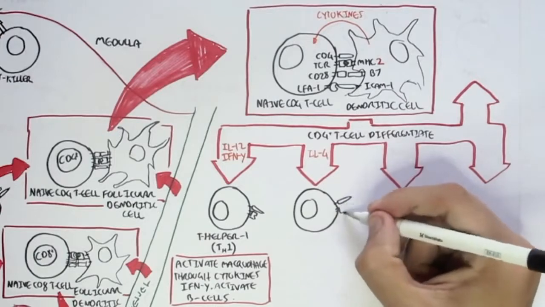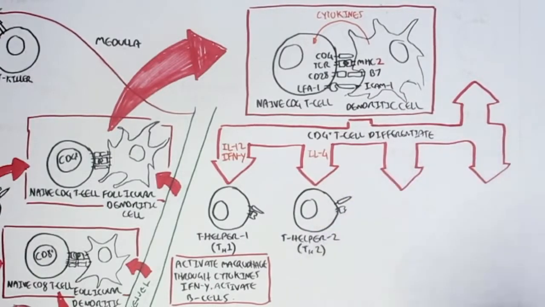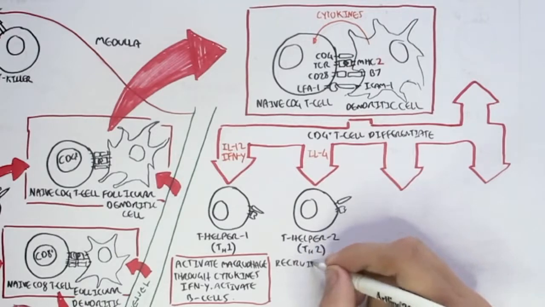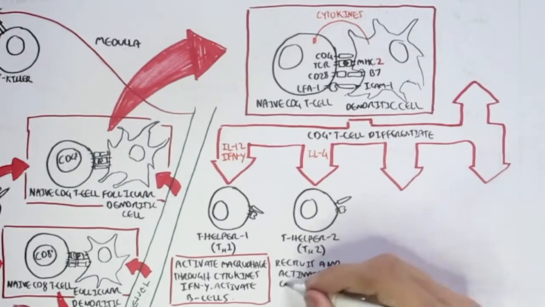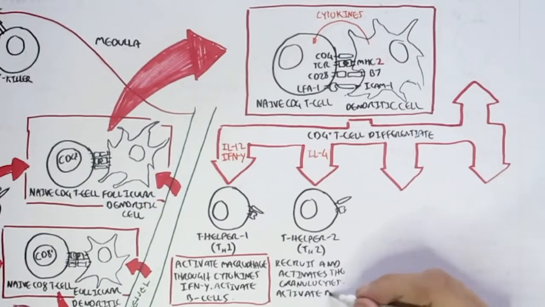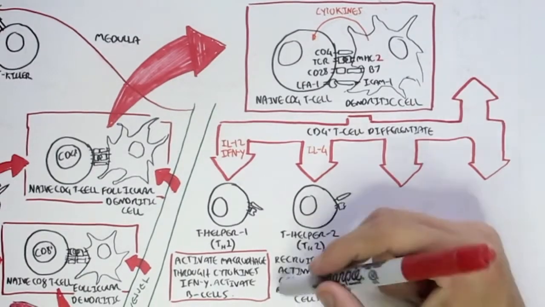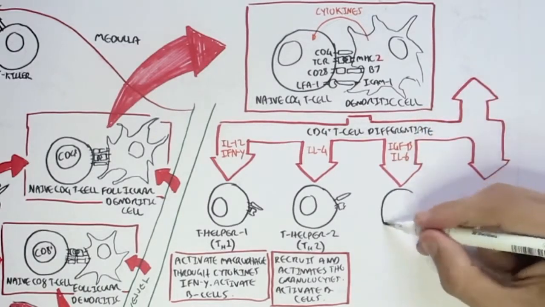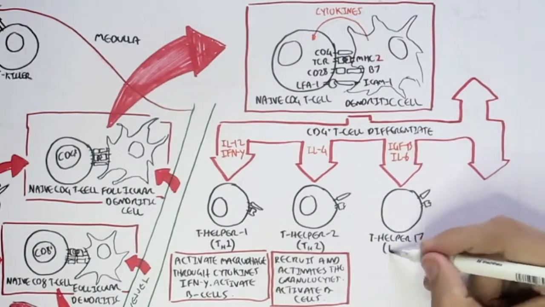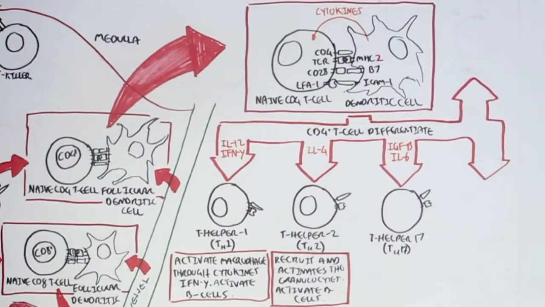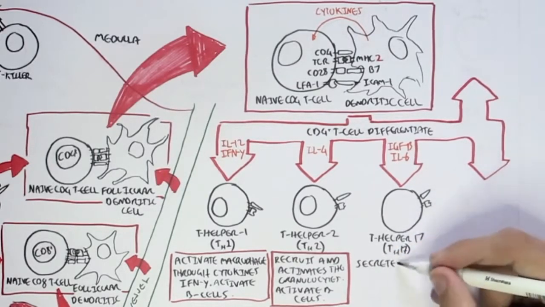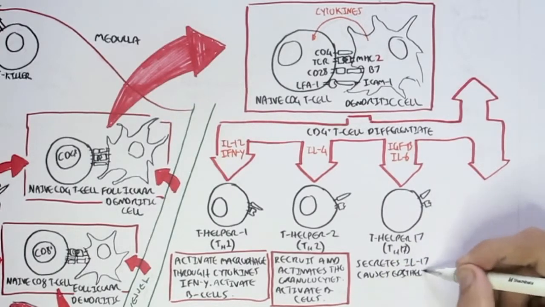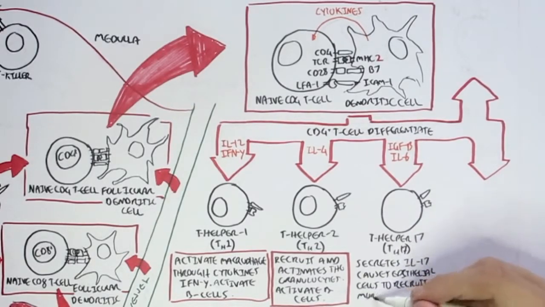If there are many interleukin 4s around, this naive CD4 T cell will become a T helper 2 cell, abbreviated TH2. And the T helper 2 cell has a role in the recruitment and activation of granulocytes within circulations. If the cytokines transforming growth factor beta and interleukin 6 are used for the activation of the naive CD4 T cell, it will become a T helper 17, abbreviated TH17. And the T helper 17 secretes interleukin 17, hence the name, and causes epithelial cells to recruit more leukocytes to an infected area.